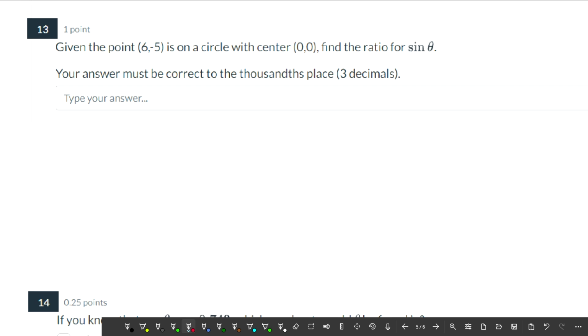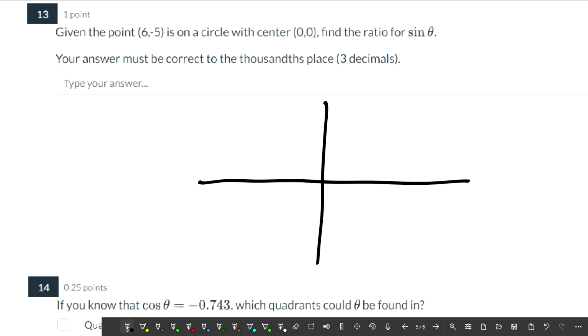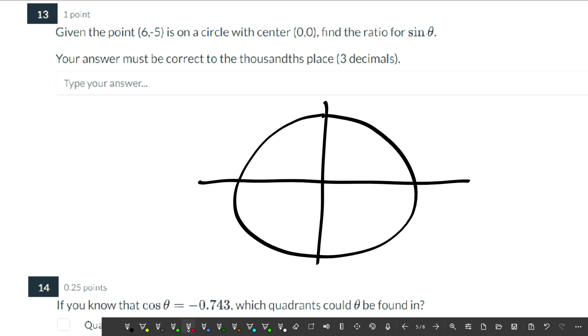All right, a similar question, number 13. So I'm going to draw my right triangle, and the point is 6 comma negative 5. Let me draw my circle, something like this. 6 comma negative 5 means we go right 6 down 5, so maybe something like this. Right, we got our little theta. All right, so now the height is negative 5, the x is 6, right? 6 comma negative 5.